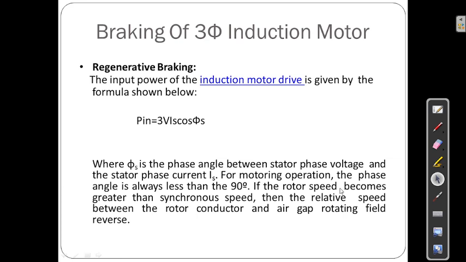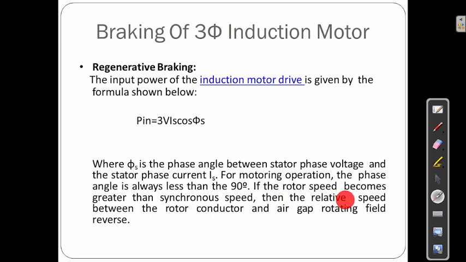The input power of an induction motor is given by the formula P_in equal to 3 V I_S cos φ_S, where φ_S is the phase angle between the stator phase voltage and the stator phase current, which is nothing but the I_S here. For motoring operation, the phase angle is always less than 90 degrees.